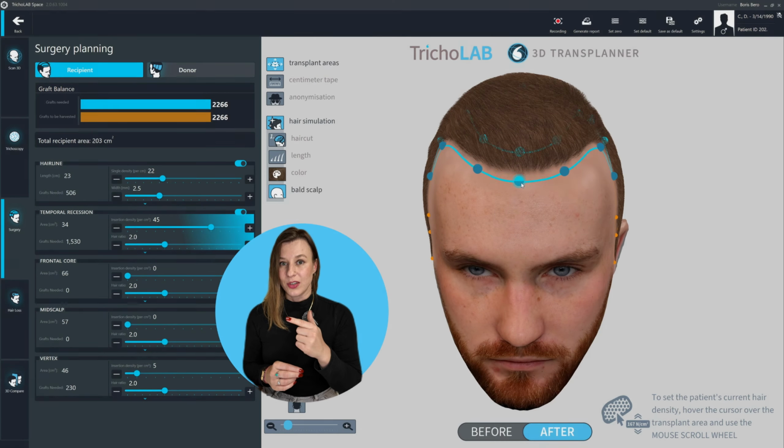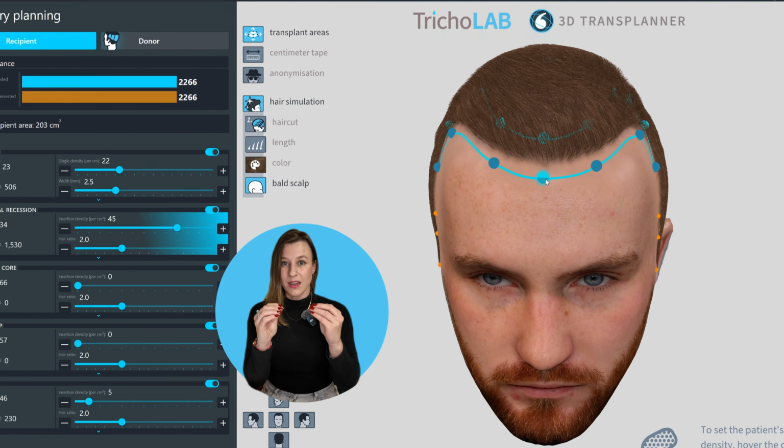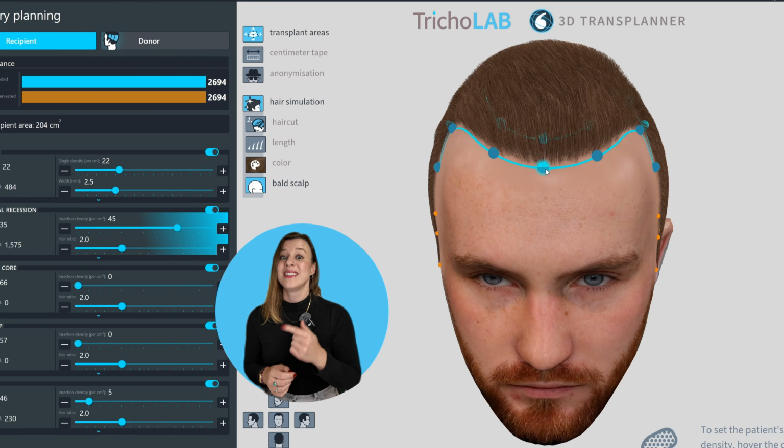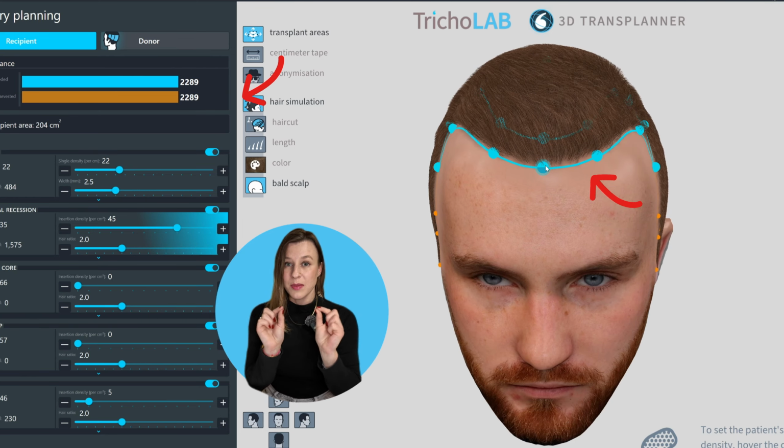Let me demonstrate another important variable: hairline positioning. This is the hairline editor. Watch what happens when I lower the hairline by just a few millimeters. The graft requirement increases by several hundred units just from this minimal adjustment.